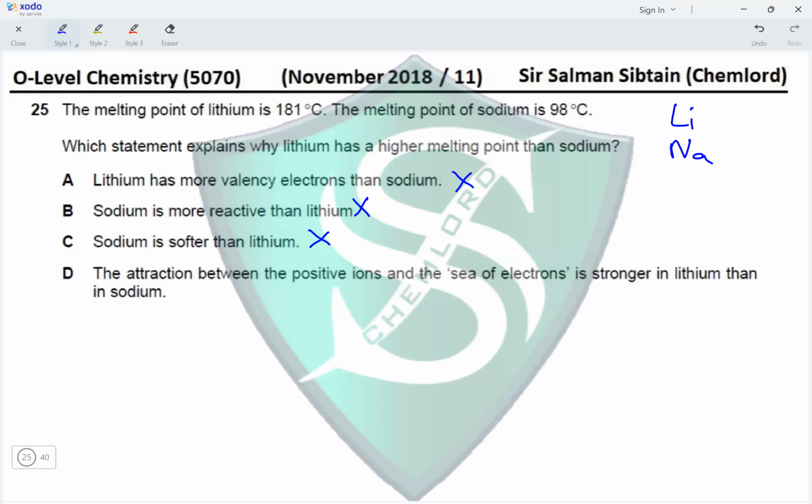So the melting point of a metal is dependent on its metallic bond strength. The higher the metallic bond strength, the higher the melting point, and the lesser the metallic bond strength, the lesser the melting point of the metal. So the metallic bond strength of lithium is stronger than that of sodium, making its melting point higher than that of sodium. So this is correct. Therefore, the correct option for this question is option D.